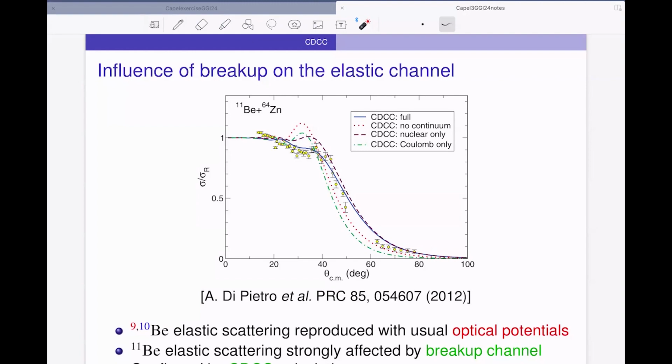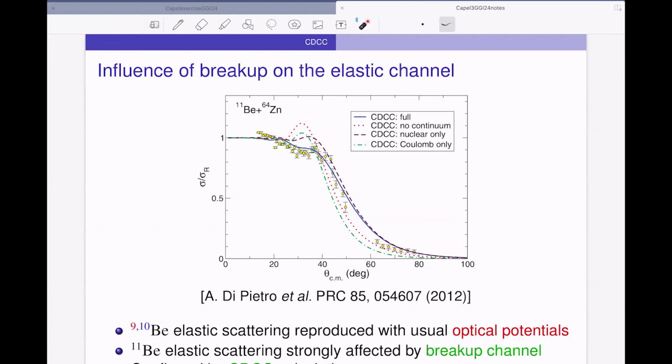Let's start with something which is not CDCC because there is no continuum. So they did a calculation, just usual. It's basically equivalent to a DWBA calculation, no coupling to the continuum. And what happens is you get this curve. So you get exactly what we've seen before. And when you slightly change the masses, nothing happens.